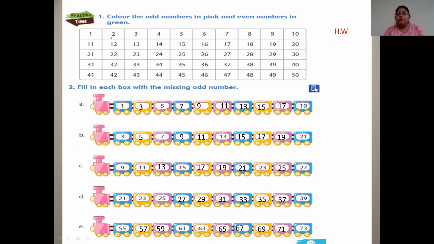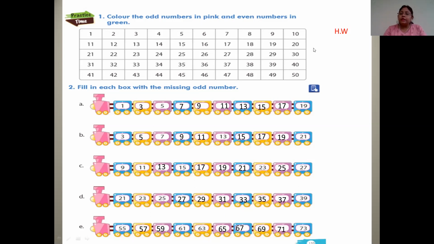Odd numbers are 1. So skip one number, move to the next, 3. So 3 will be the odd number. Skip 4, moving to the next, that is 5. 5 will be the odd number. 6 is even, 7 is the odd number. So in the given numbers, you have to color the odd and even numbers. And even numbers you have to color with the green pencil. Take your green pencil and color it.